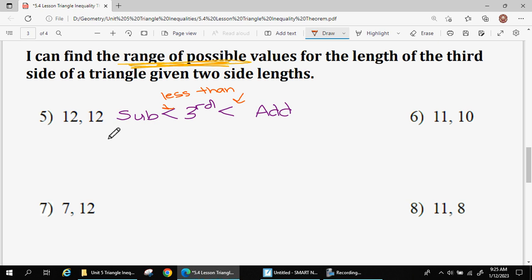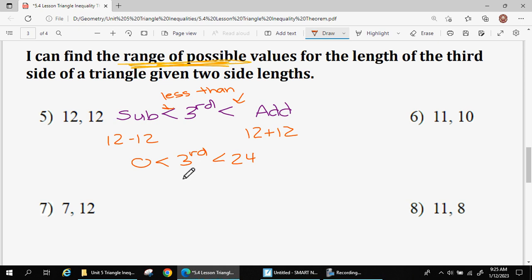So here we are going to subtract 12 minus 12, and we're going to add 12 plus 12, and that means that our third side should be less than 24, and 0 is less than whatever our third side is. So this means that whatever side we choose, it needs to be between 0 and 24. It cannot be 0, it cannot be 24. It has to be somewhere between.